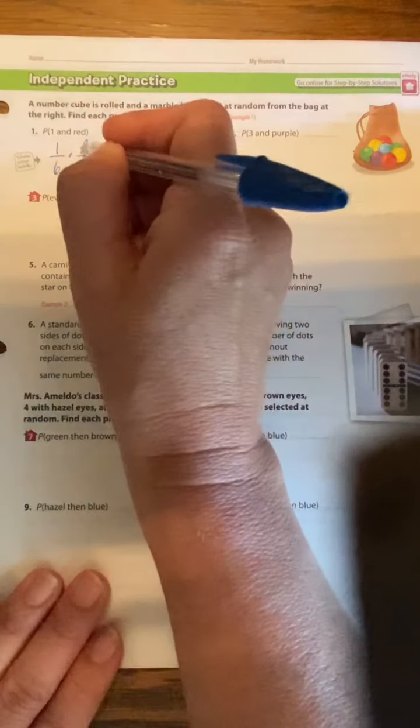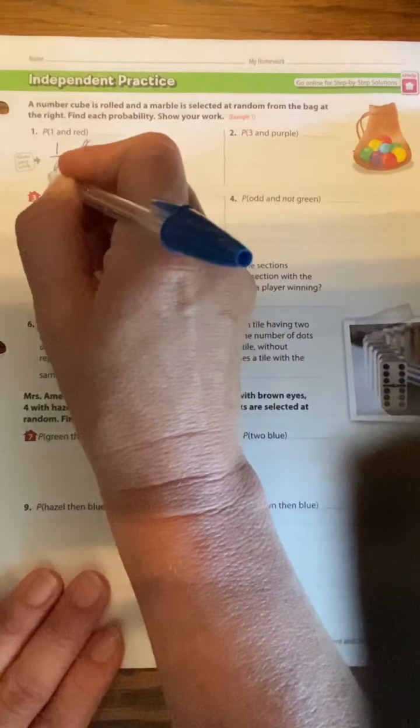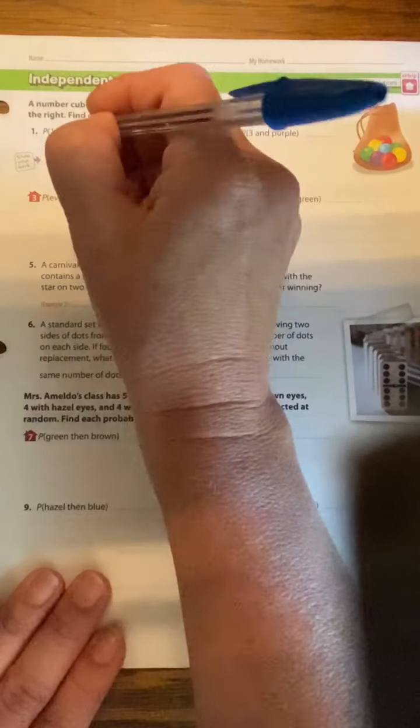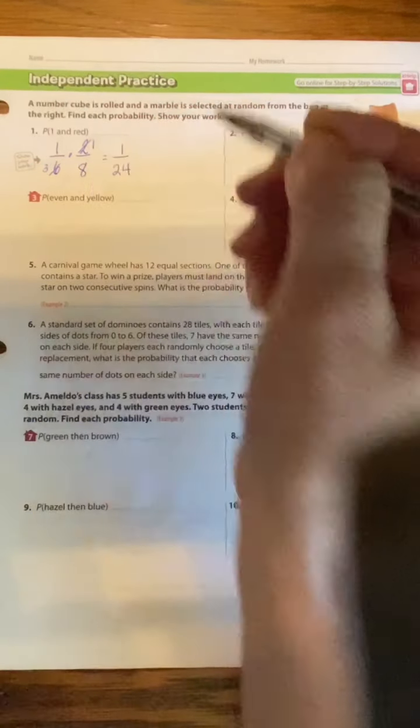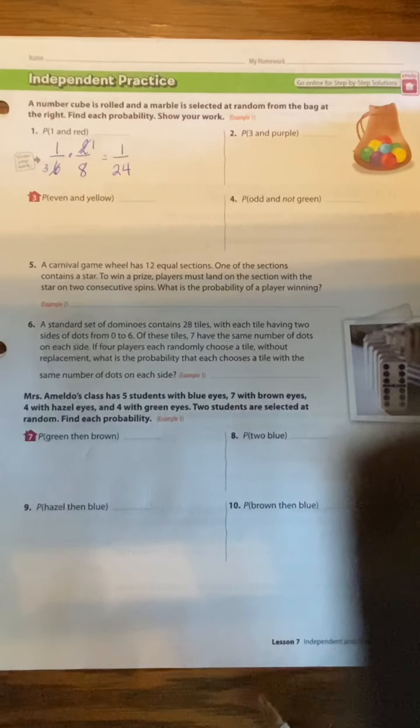We can multiply those 2 different probabilities. I'm going to cross cancel 2 and 6 by 2. 2 goes into 2 once and it goes into 6 3 times. And that's going to give me a 1 in 24 chance of those 2 events happening at the same time.